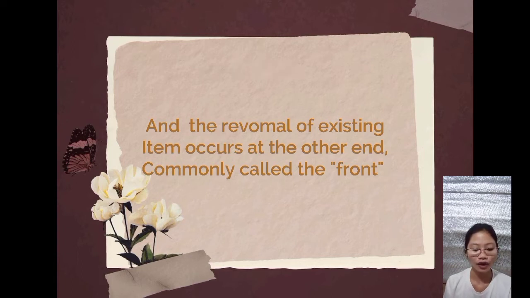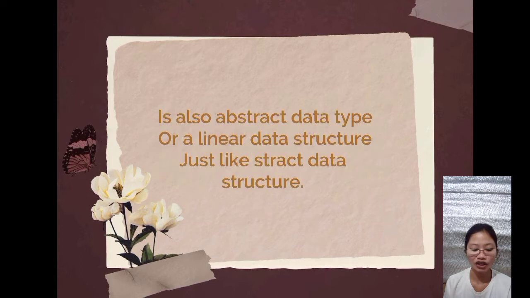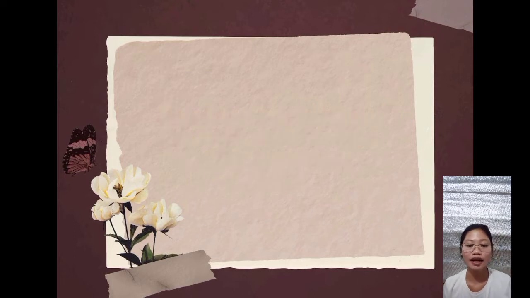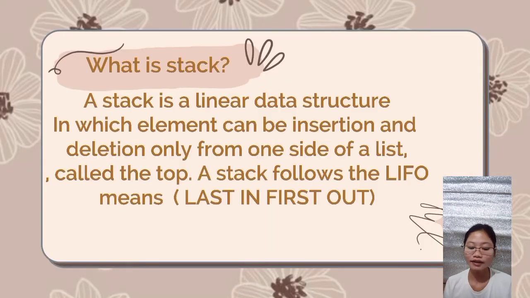Queue is also an abstract data type or a linear data structure, just like stack. So what is a stack? A stack is a linear data structure in which elements can be inserted and deleted only from one side of a list, called the top.